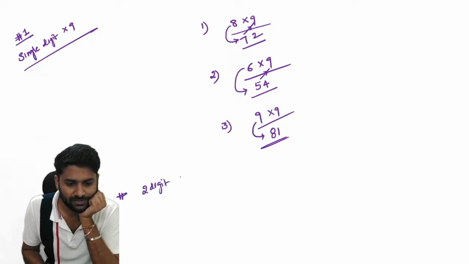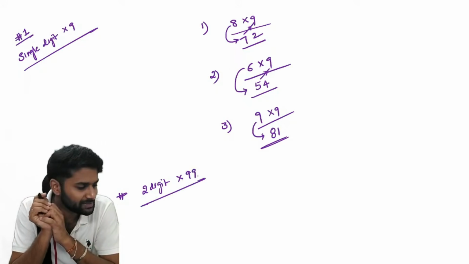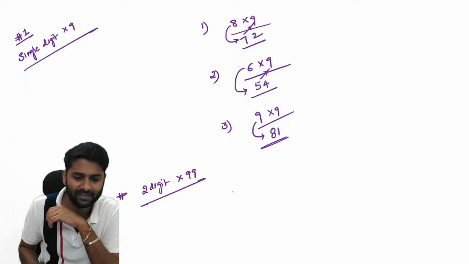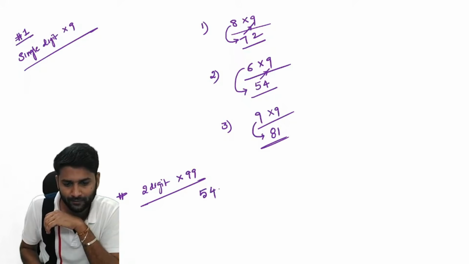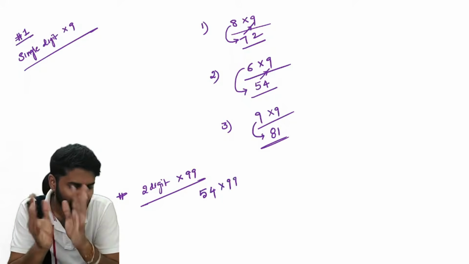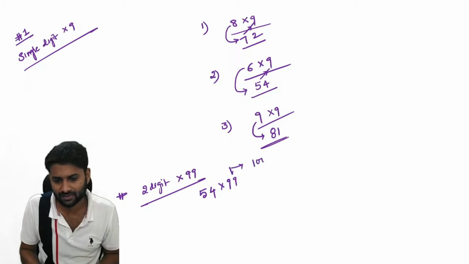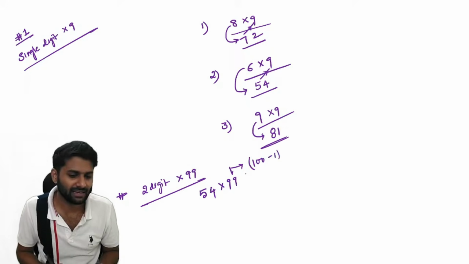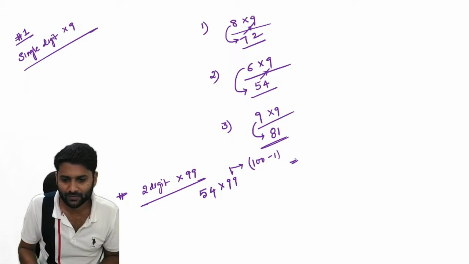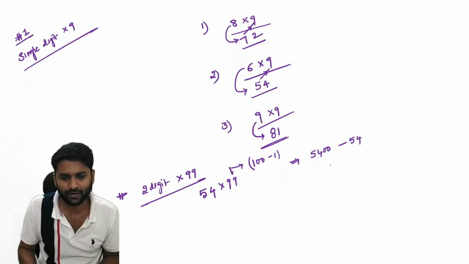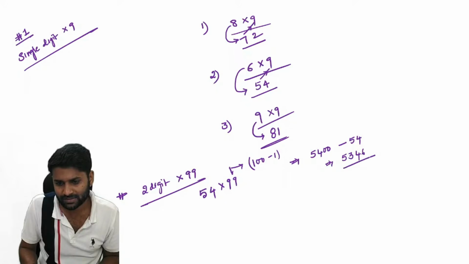If any two-digit number is multiplied with 99, for example, if 54 is multiplied with 99, try to find this answer. See, the original thing is a simple observation. 99 you can take as 100 minus 1. So 54 into 100 is 5400. You have to subtract those 54 units. Then the resultant is 5346, the correct answer.